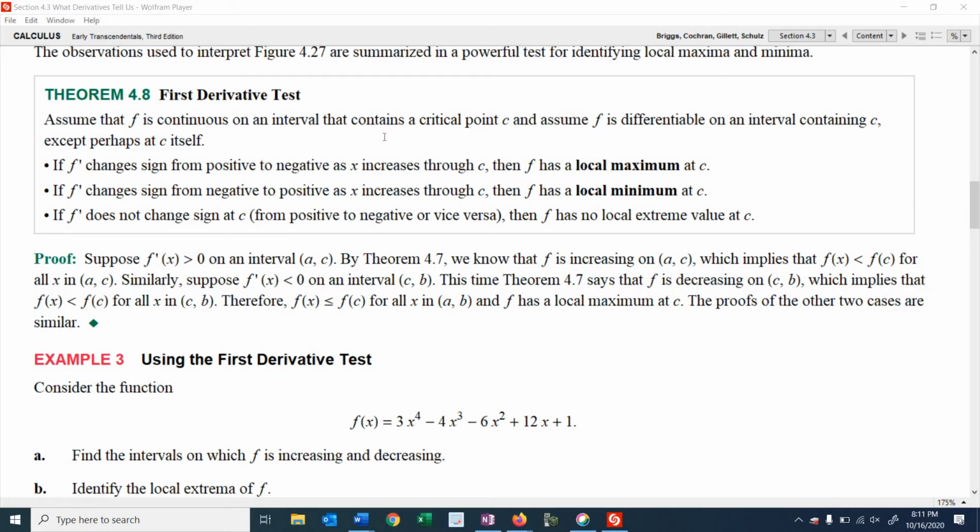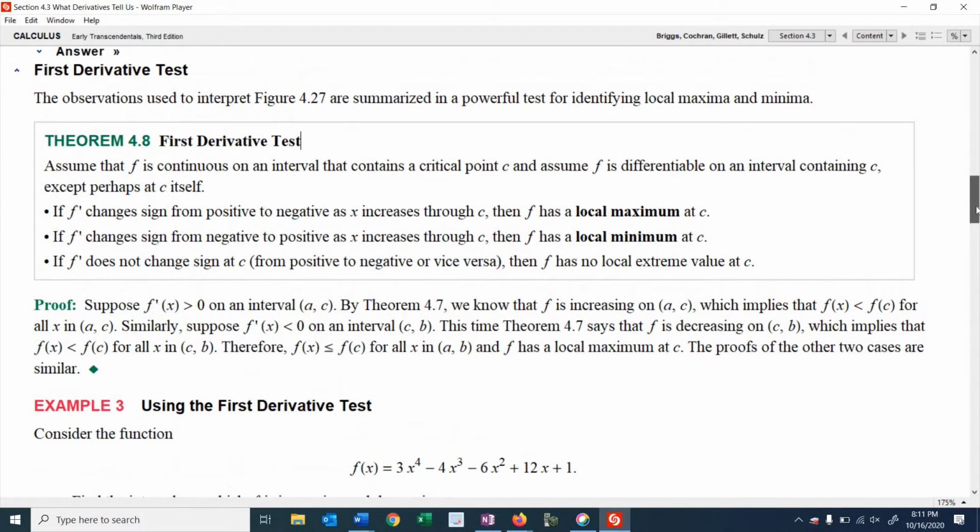Assume that f is continuous on an interval that contains a critical point c, and assume f is differentiable on an interval containing c, except perhaps at c itself. Now, if f prime changes sign from positive to negative as x increases through c, then f has a local maximum at c. But if the derivative changes sign from negative to positive as x increases through c, then f has a local minimum at c. And if the derivative does not change sign at c, then f has no local extreme value at c.